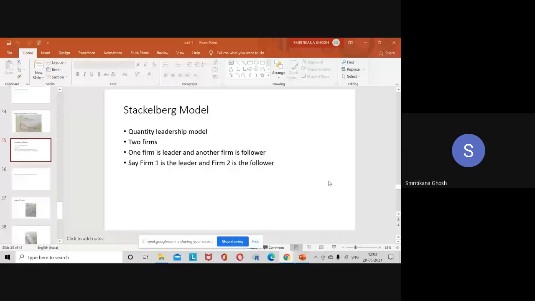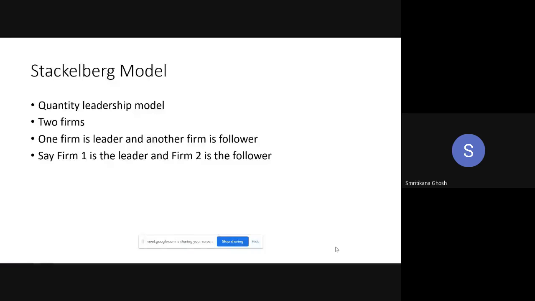Yes, today our next topic is the Steckelberg model. In the last class we discussed the very first oligopoly model, the Cournot model. Do you have any problem from the Cournot model which we discussed in our last class? Is there any problem? Okay. In that case, I'm going to start the next model, that is the Steckelberg model.